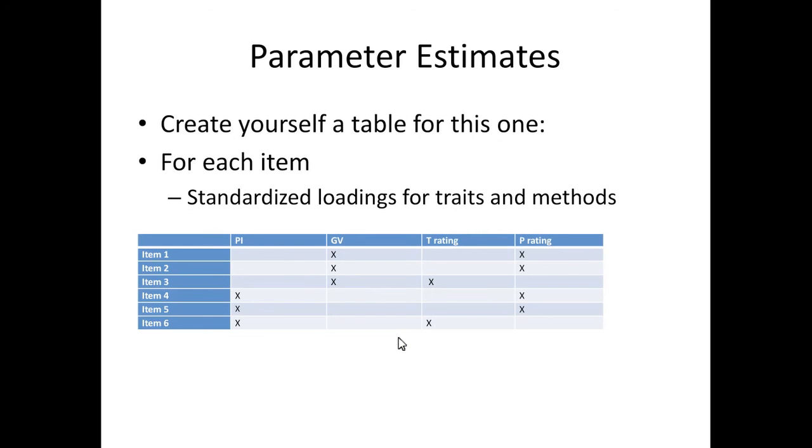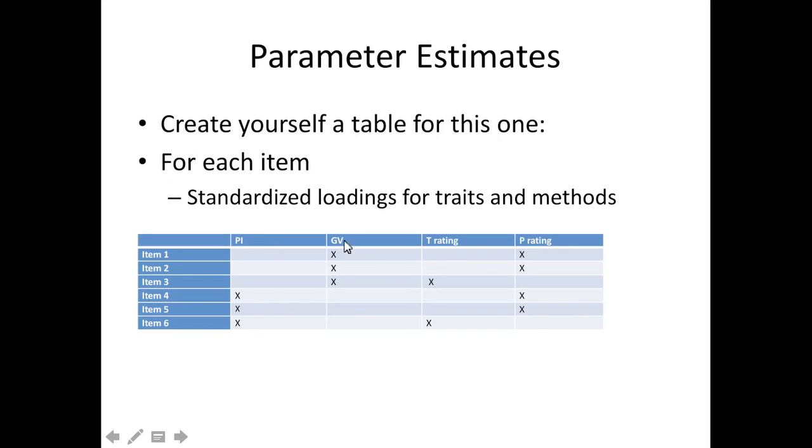So after you've done those 3 comparisons with the model that's best, which is hopefully model 1. For this section, it doesn't say this on the slide, but it should. For the parameter estimates, looking at those, you go back to model 1, and you create yourself a table. So for each item, we want to put the standardized loading for traits and methods.